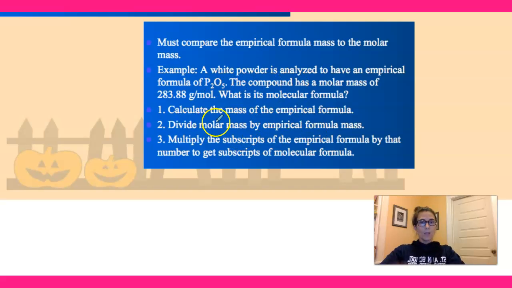Okay, so in order to calculate the molecular formula from the empirical formula, you do need the molar mass. So let's do an example here. Let's say we have a white powder analyzed to have an empirical formula of P2O5. The compound has a molar mass of 283.88 grams per mole. What is its molecular formula?